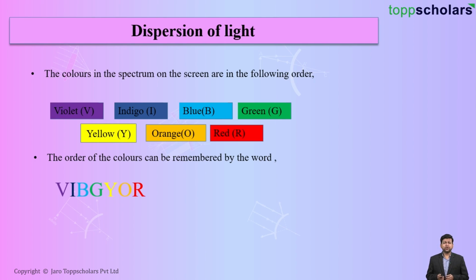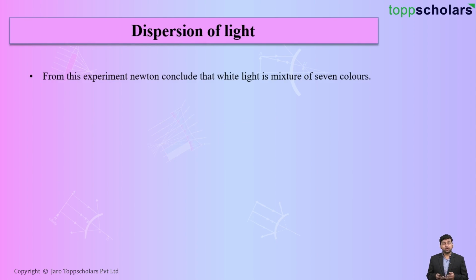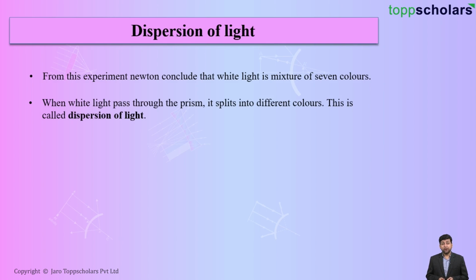Exactly. So students, from this experiment, what happened? Newton concluded that white light is a mixture of 7 colors. So it is not exactly white light, it is a mixture of 7 colors. When white light passes through a prism, it splits into different colors, and this phenomenon was called the dispersion of light. For example, can you see here, there is a prism.